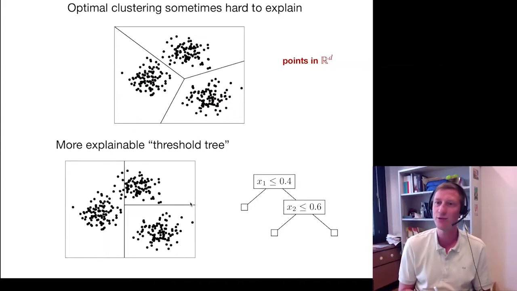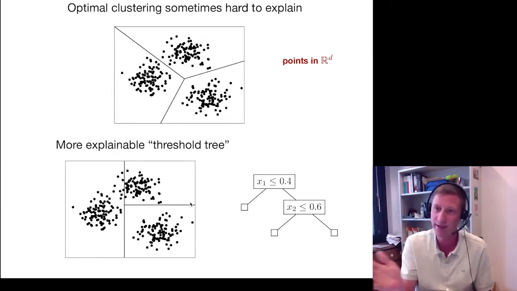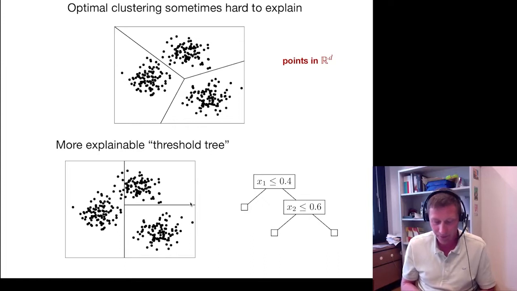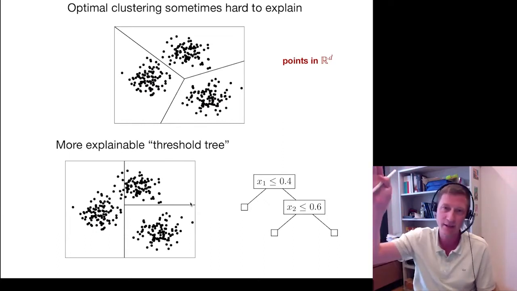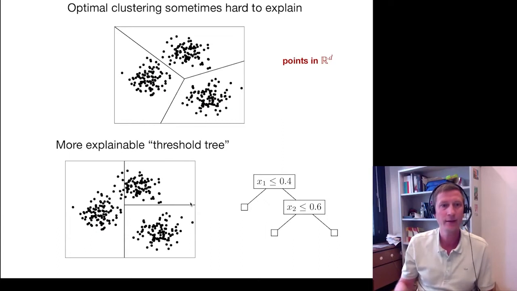So this makes sense to maintain the dimensions in your clustering and only do thresholding based on these dimensions. So that's what we think about as more of an explainable clustering. So we have a threshold tree where at each step we just make an axis aligned cut. Any questions on that? Okay.